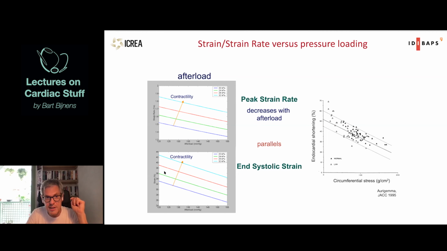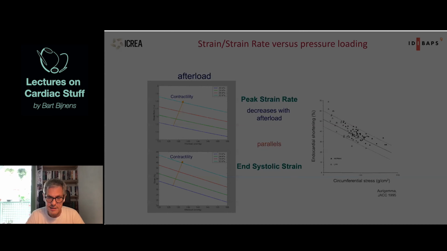In order to compensate, if you want to maintain the amount of deformation, because in the end the amount of deformation together with the shape of the heart is what determines the stroke volume, and that's what you need to maintain, then you have to increase your contractility overall in order to compensate for that. This is the theoretical part.